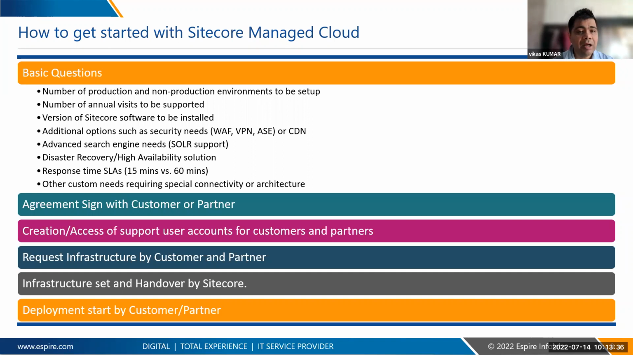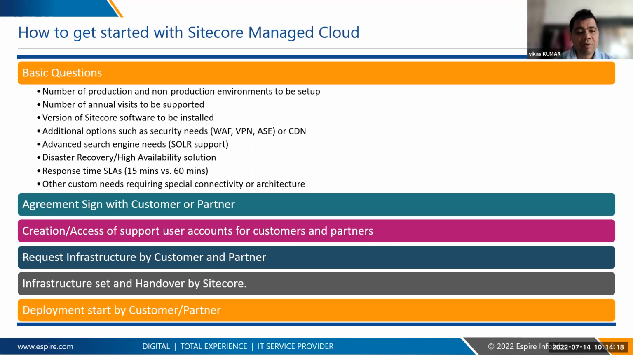There are other requirements, like security needs. You may have a VPN or CDN requirement that you need to figure out. If you need any customization around Solr that you might have done on your local system, your DR and high availability requirements, required response time, the kind of support required, or any other custom requirement for your implementation. Once you have figured out everything, Sitecore will move on to the sizing and the agreement. The customer, or the partner in some cases, though mostly the customer, signs the agreement with the managed cloud.